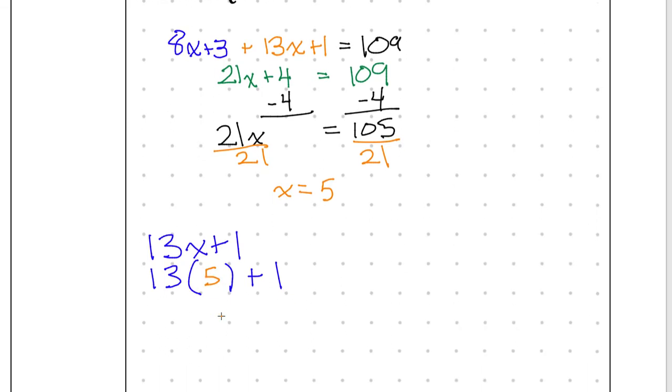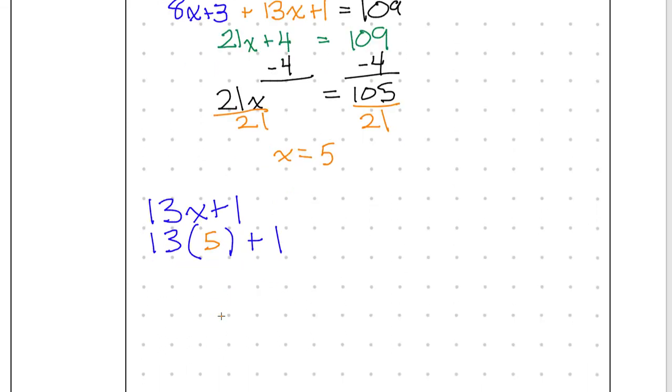Is there someone that can simplify this down to a nice little number, Andres? 13 times 5 is 65. Yeah, 65, and then plus 1, 66. Bada boom, bada bing. 66 degrees is the answer.